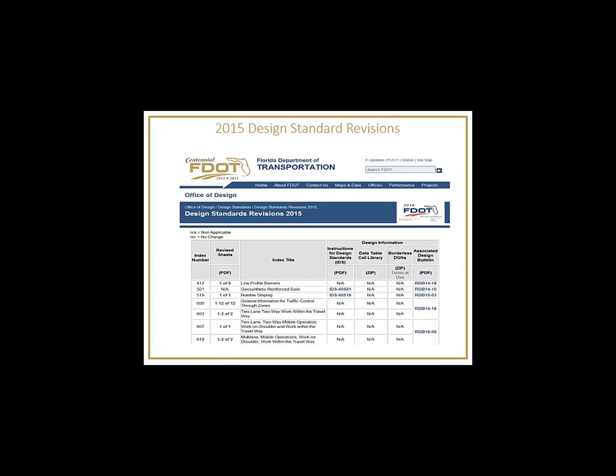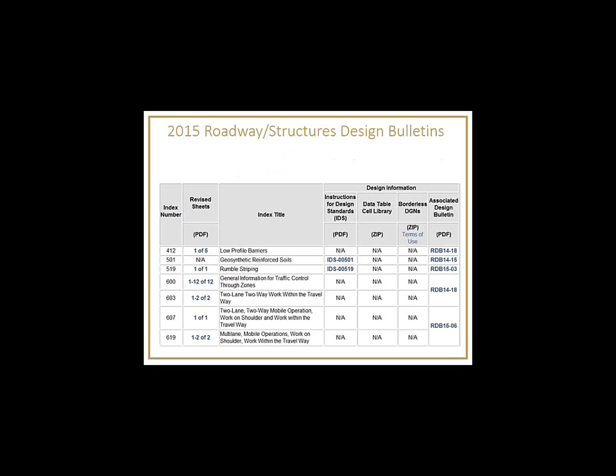This is just a snapshot of the revisions page. This is from 2015, but the revisions for 2016 will be similar. And there again, you can pull up any of those. Right here, I've highlighted one. This is going to be the roadway design bulletin, the RDB 1415. The one that I'm pointing to was actually attached to 501 last year. But you can take a look at any of those files.